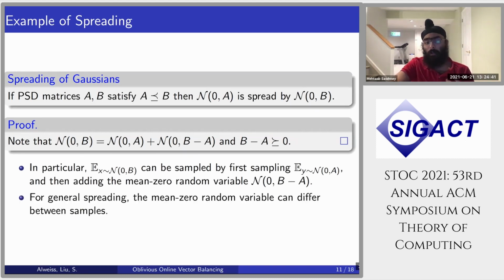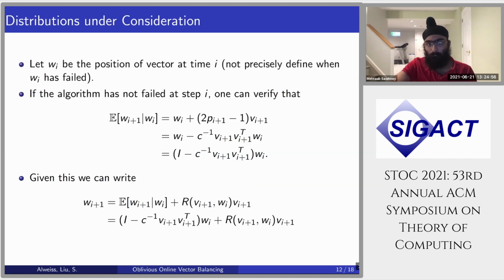And for general spreading, the mean zero random variable here that I chose, N0B minus A, doesn't depend on the initial sample of N0A. But in general, it can differ. And that's sort of the power of phrasing it in this way. So in order to give the proof, you need a few definitions.